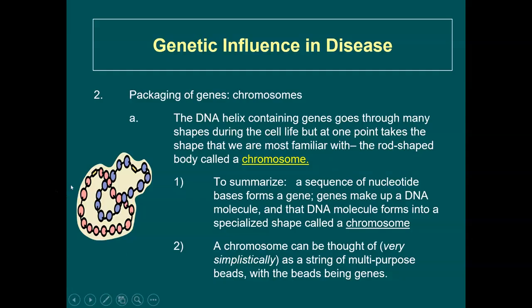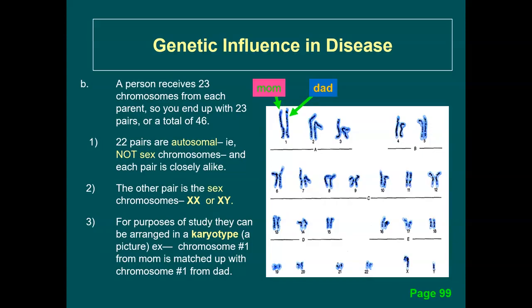And we sometimes think of our chromosomes simplistically as a string of pearls with the beads being genes. I don't know, ladder, rungs of the ladder, pearls, beads, whatever you want to do. We have our strand of DNA that has our genes on it, and that DNA can be in various shapes throughout its lifespan. Most common for us is the chromosome shape.